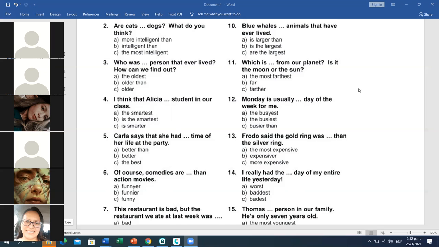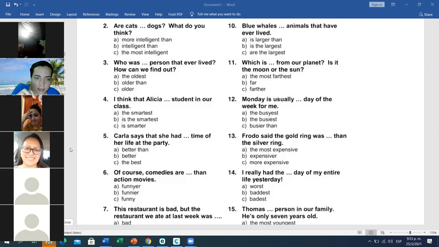Okay. Yes. Frodo says the gold ring was expensive than the silver ring. So is it letter A, B, or C? Letter B. Okay. Now, usted. Sí, tiene razón porque dice, está comparando, tiene que decir expensive. Es correcto que está comparando. But, remember about the rule of the syllables. Expensive. Okay, so we have there three syllables. Yes, three syllables. So you won't say expensiver. Okay, cheap, barato. Yes, it will be cheaper.